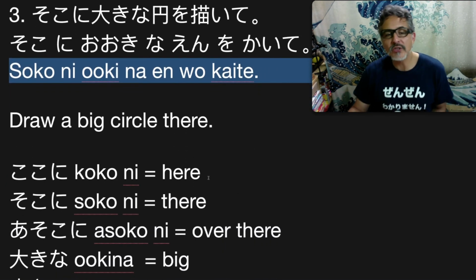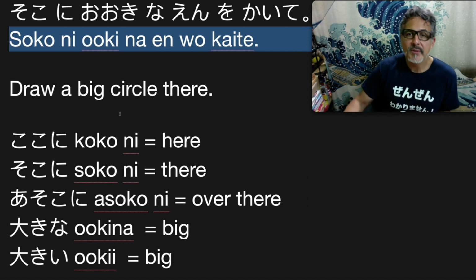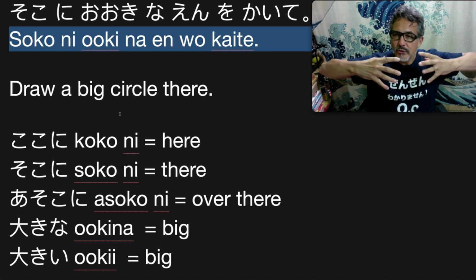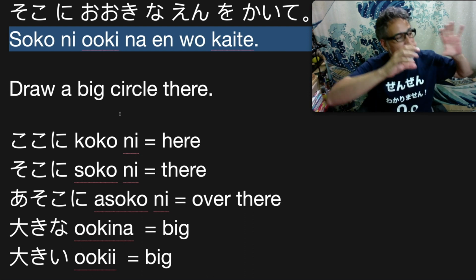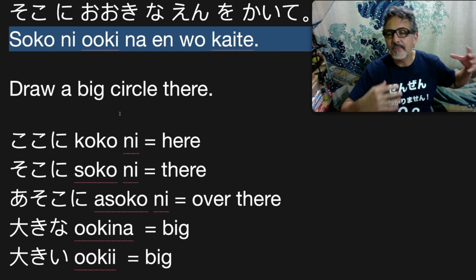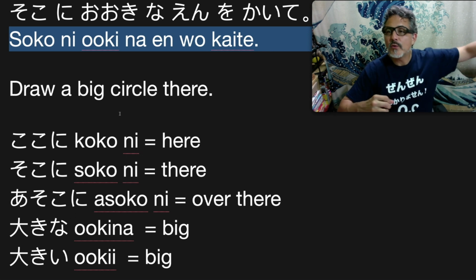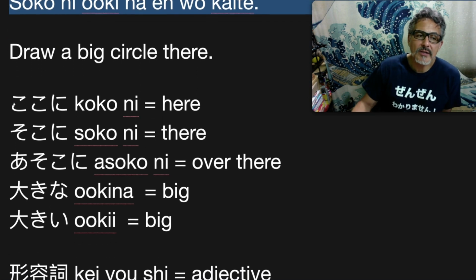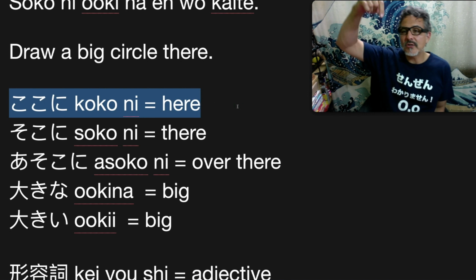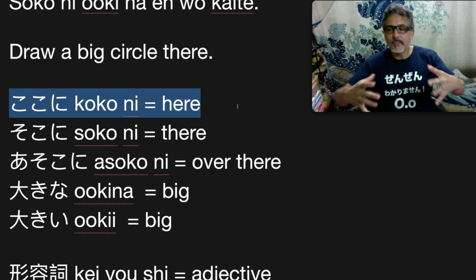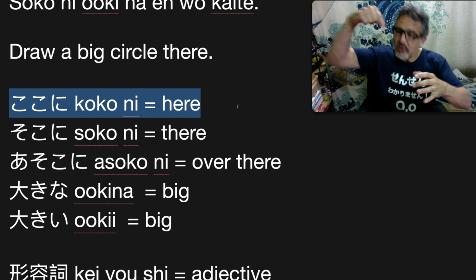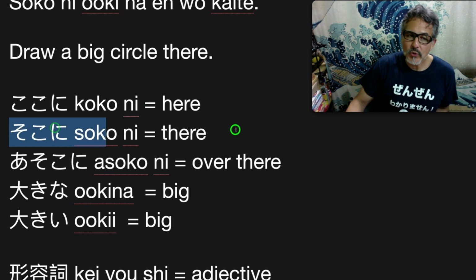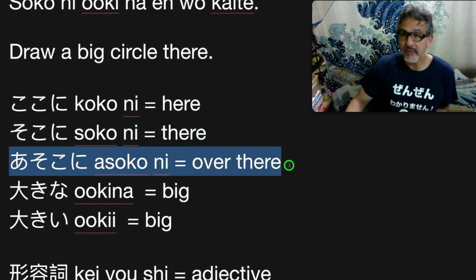In previous lessons, we learned about the ko, so, a patterns that exist in Japanese. Something referring to something close to you, usually begins with ko. Then a little bit farther, maybe close to the speaker or the listener, that would be so. And then something farther away from both the speaker and the listener, that would be a. In this case, we have koko ni. And the ni is a particle that points to an exact point in this immediate area. So koko is here, but koko ni is right here at this point. Koko ni is here, soko ni is there, and asoko ni is over there.